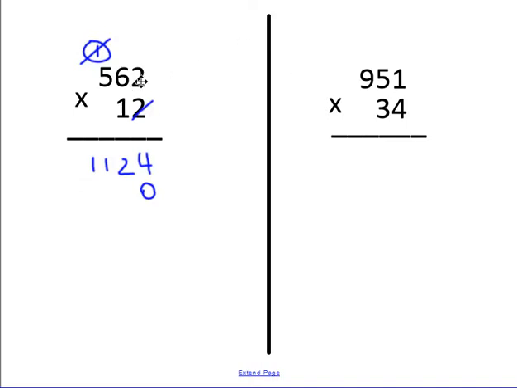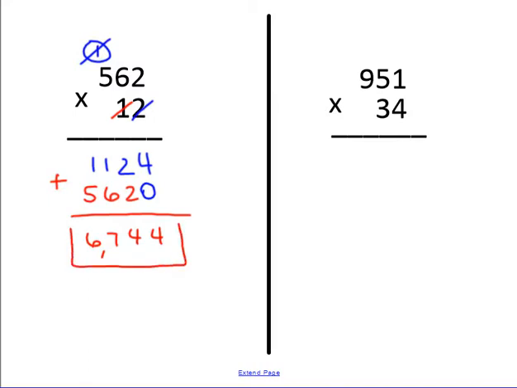Now, 1 times 2 is 2. 1 times 6 is 6. And 1 times 5 is 5. Now, I'm done with that one. I have no other numbers, so I'm going to put an equal sign and I'm going to add them together. 4 plus 0 is 4. 2 plus 2 is 4. 6 plus 1 is 7, and 5 plus 1 is 6. So the final answer is 6,744. Okay, let's try this one over here.